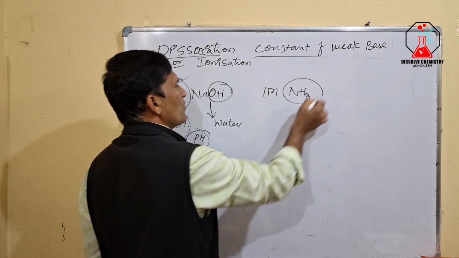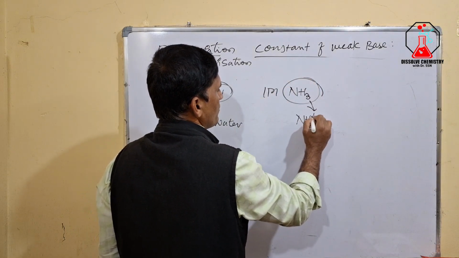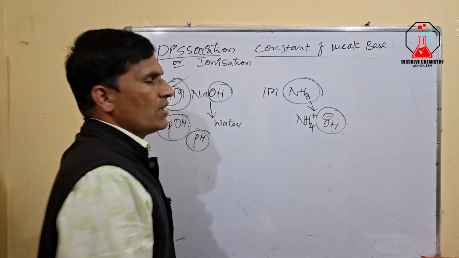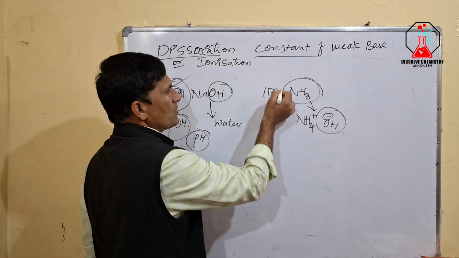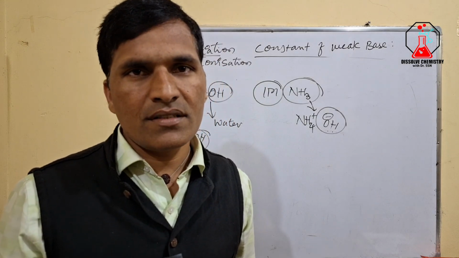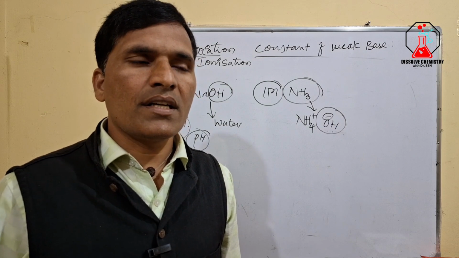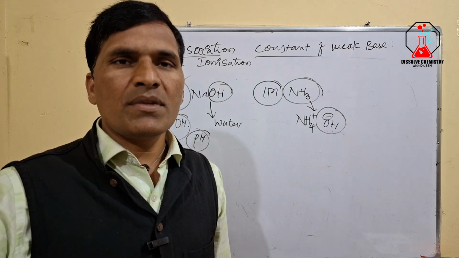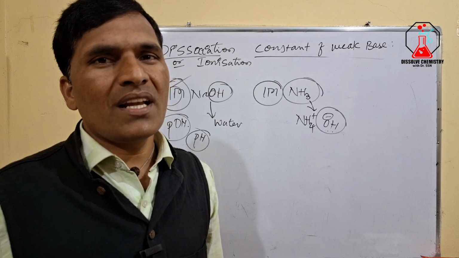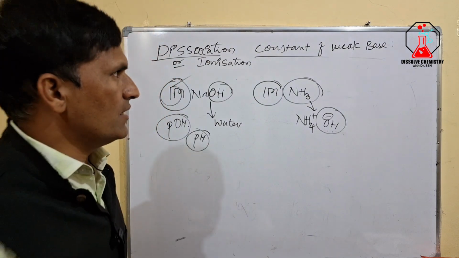But for ammonia, when you dissolve it in water, you will have ammonium cation plus OH minus ion. The concentration of OH minus ion will not correspond to the concentration specified for the base, because it is partially dissociating. It is not completely accepting the proton. In such a situation we again have to rely on the dissociation constant of the base. So let us see that.